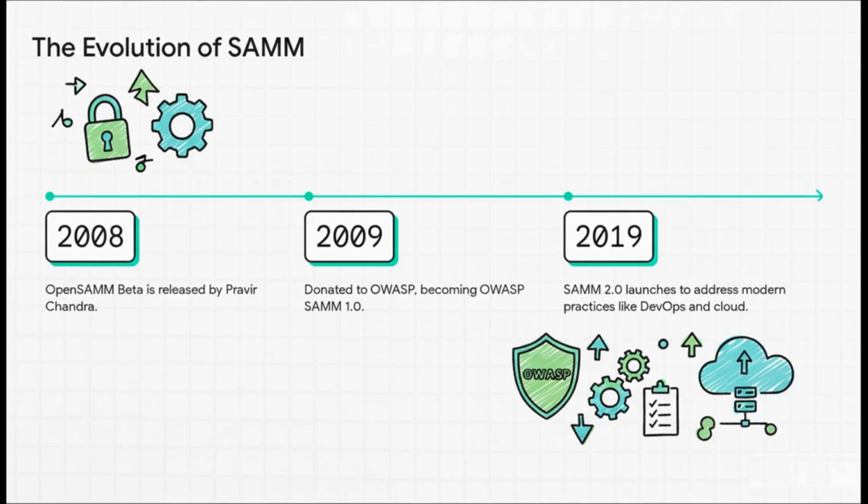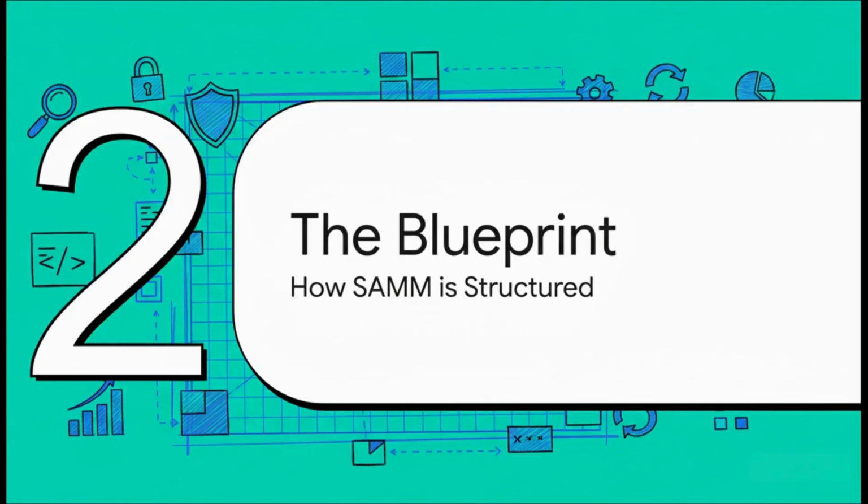And this isn't some new fad. SAMM has been around for a while, starting way back in 2008. But the really big deal for us today is the update to version 2.0 in 2019. That refresh was specifically built to handle the way we build software now, with things like DevOps and the cloud in mind.